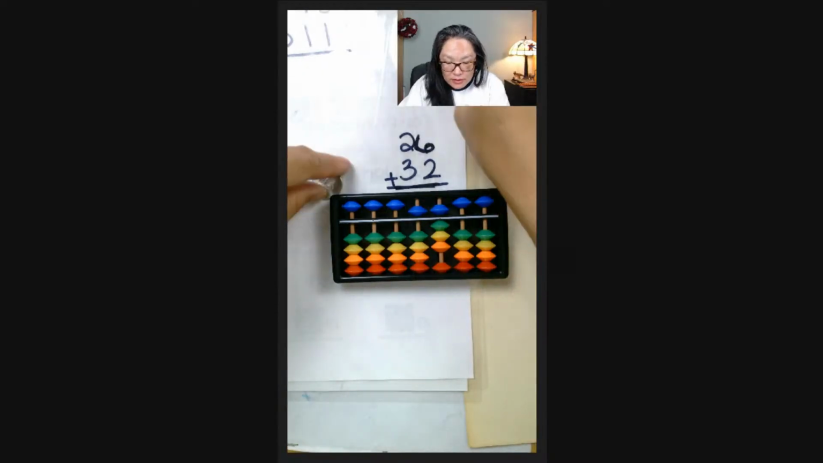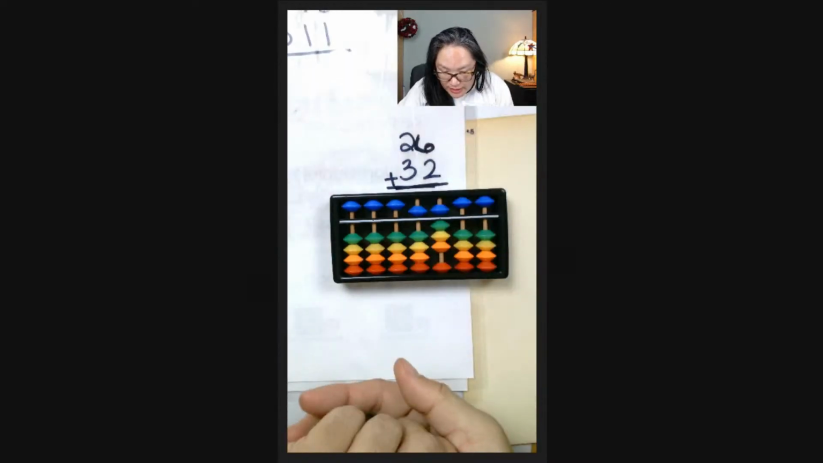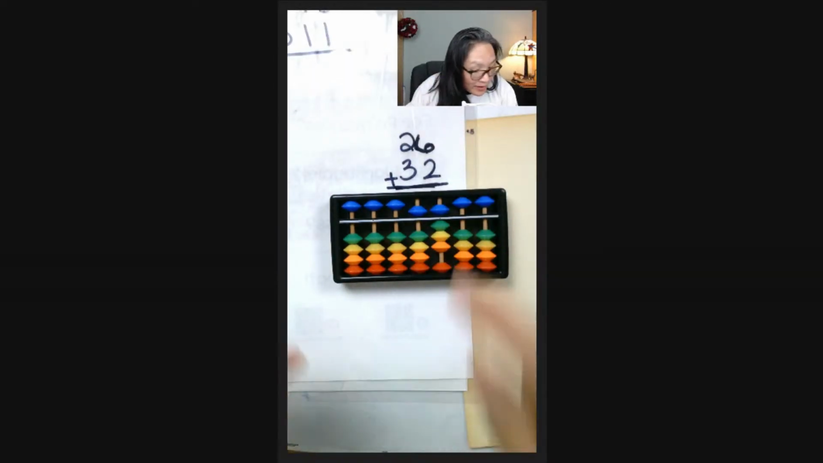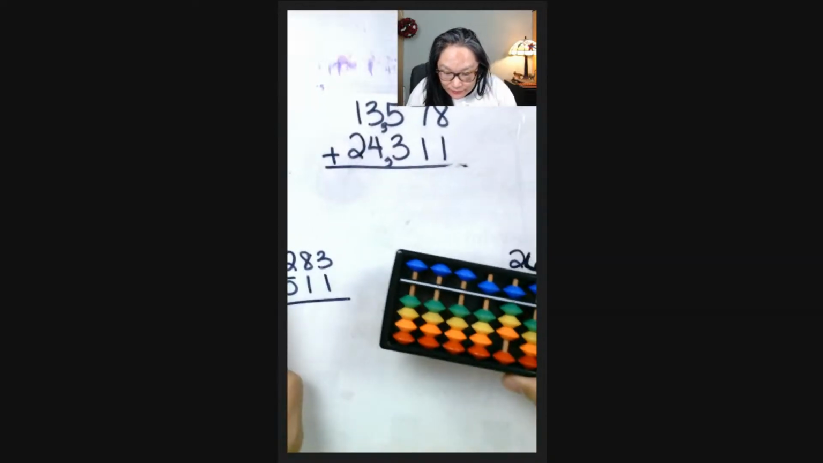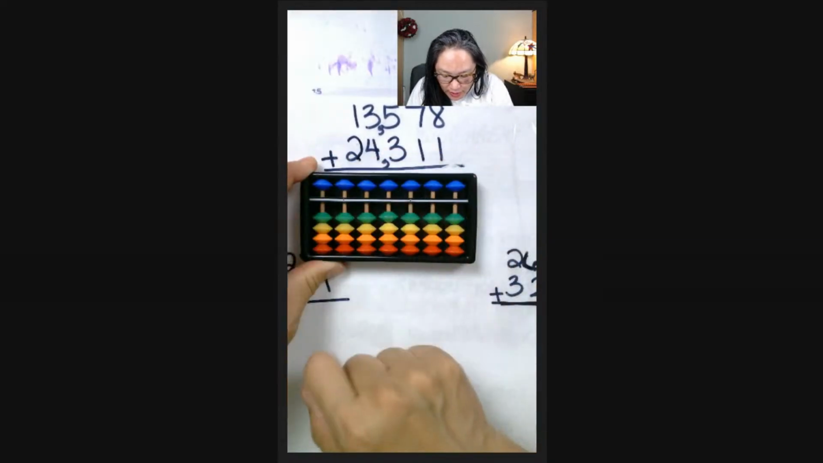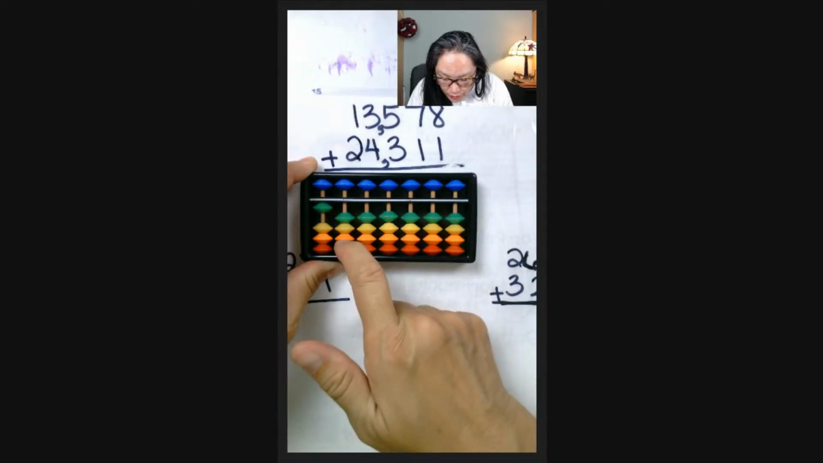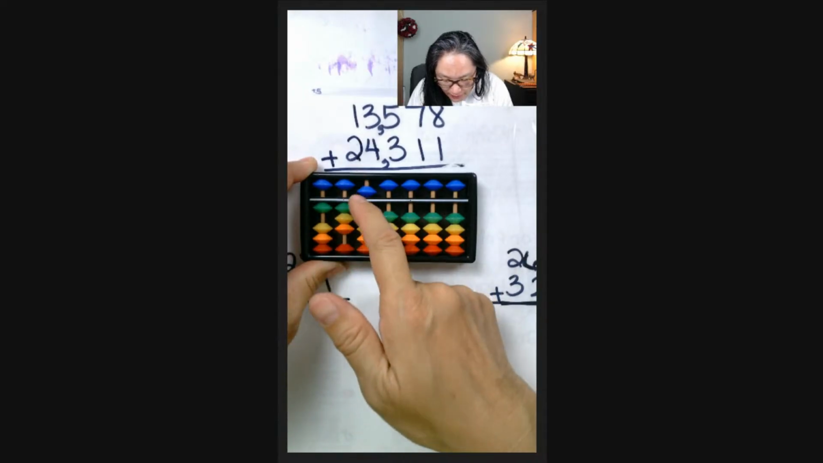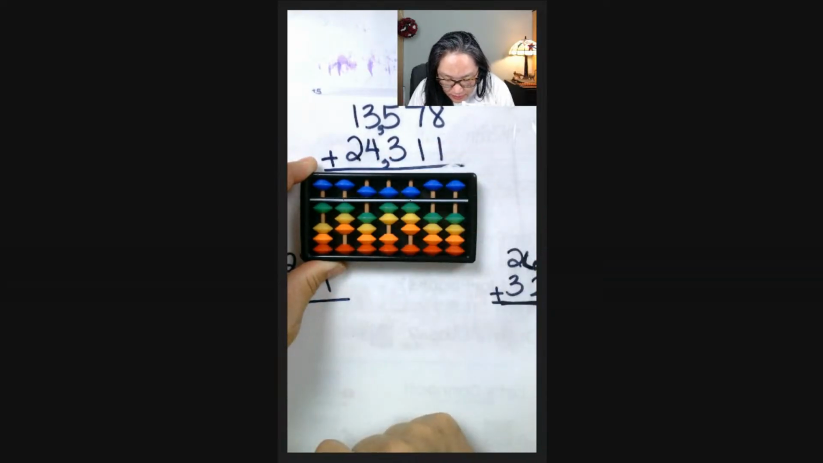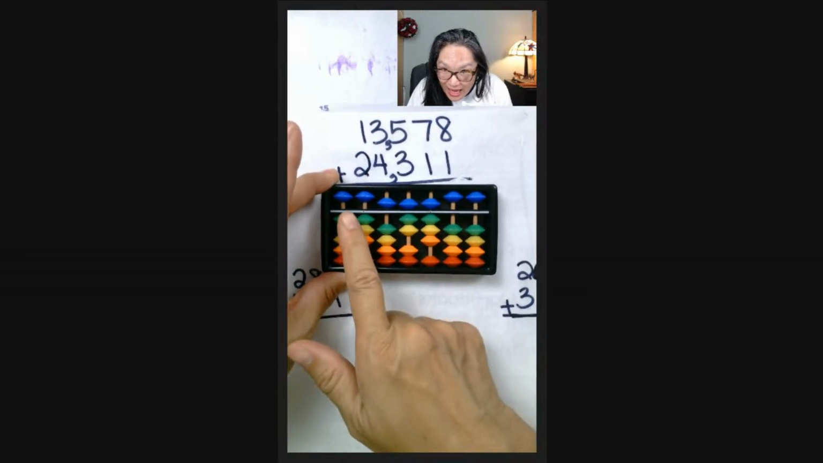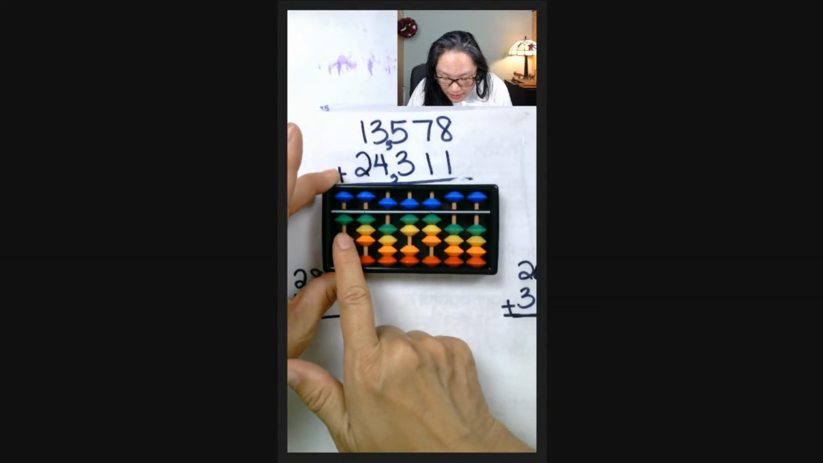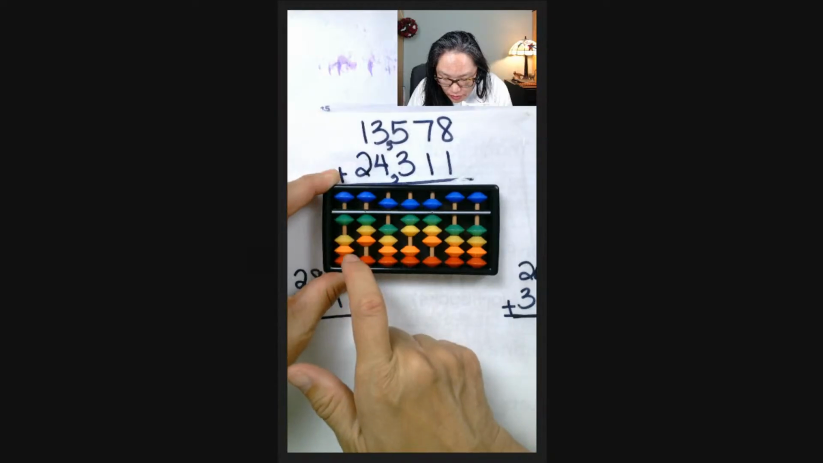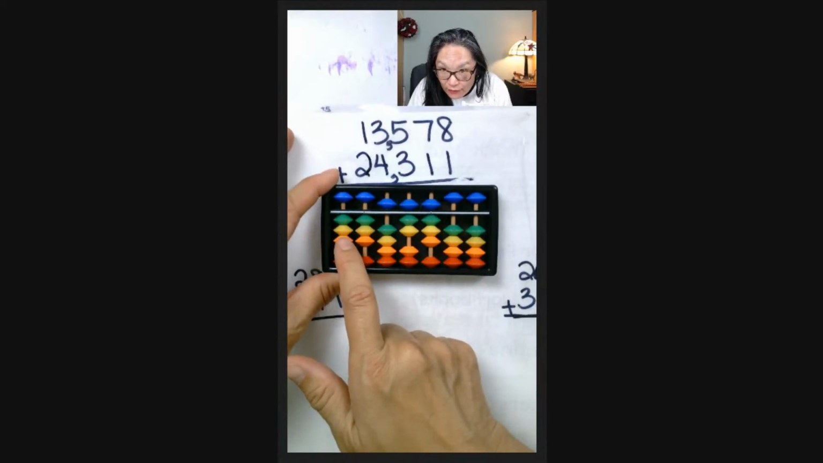That's it. What I just showed you is really simple math, but now we can scale it. Let's do it again. So we have 13,578. And then what are we going to do? We're going to add 24,311. We add 20, add the 2. Is there enough? Yes, there is enough. We'll add the 2.